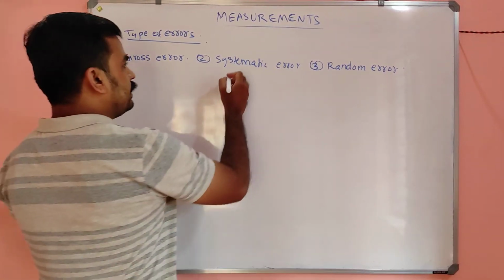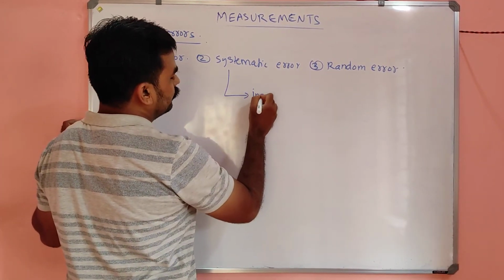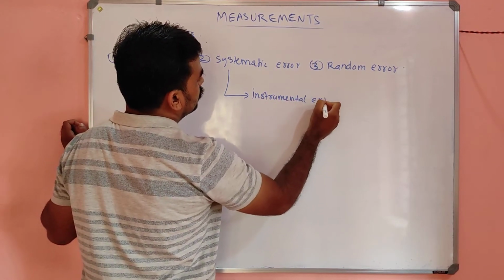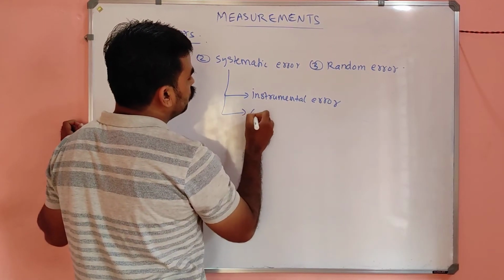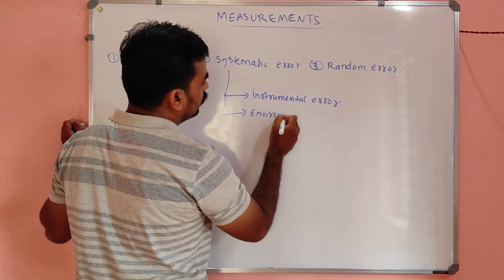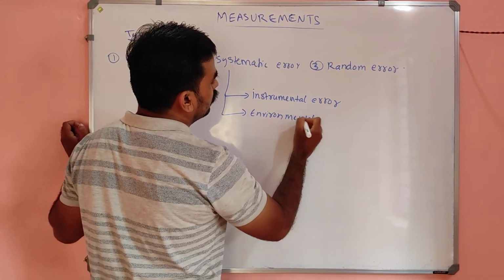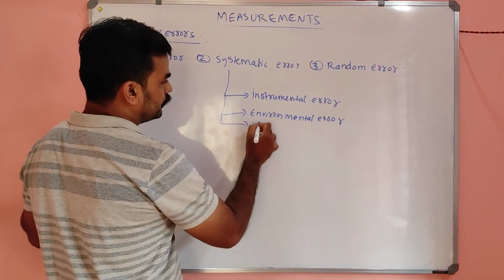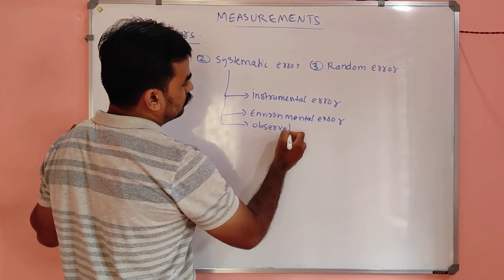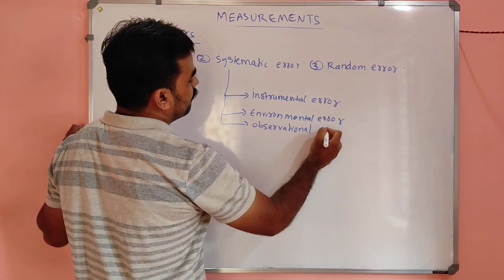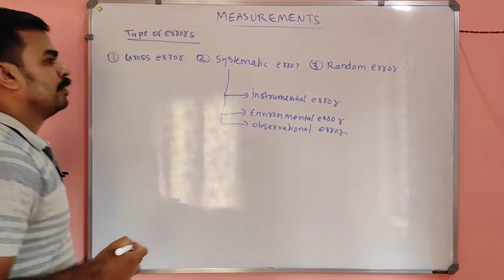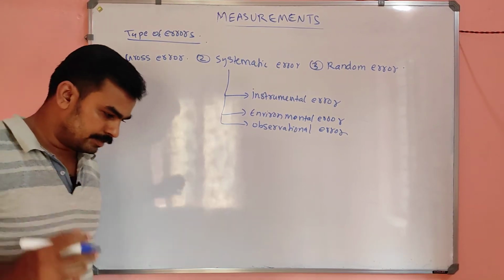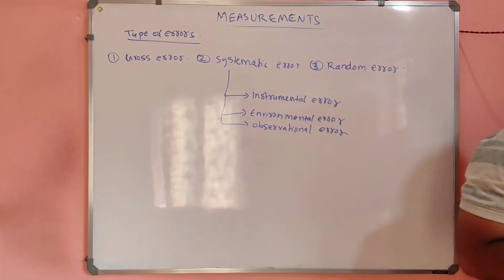And again, systematic error is classified into instrumental error, environmental error, and observational error. Instrumental error, environmental error, and observational error. So let's see one by one.